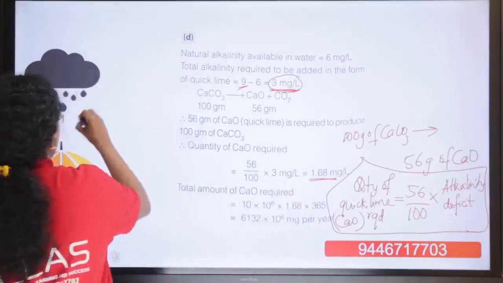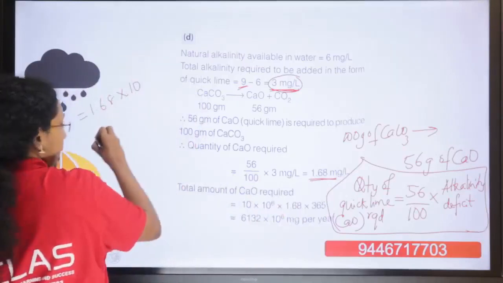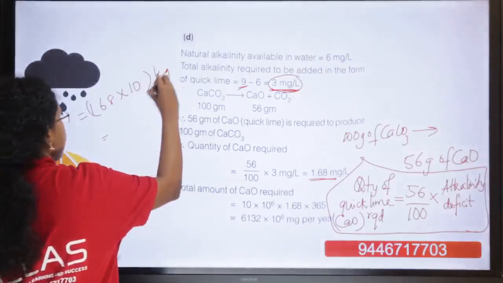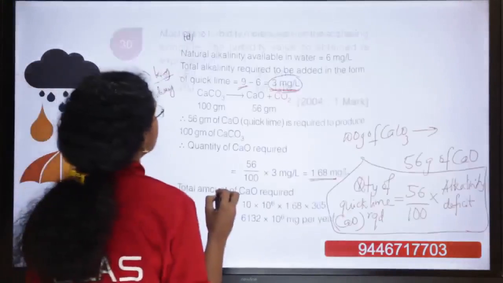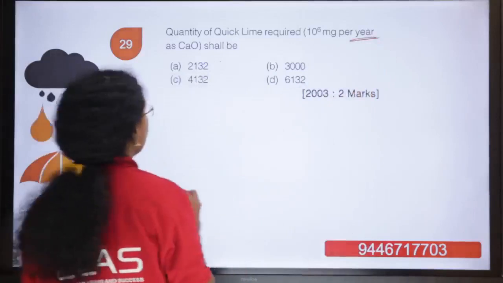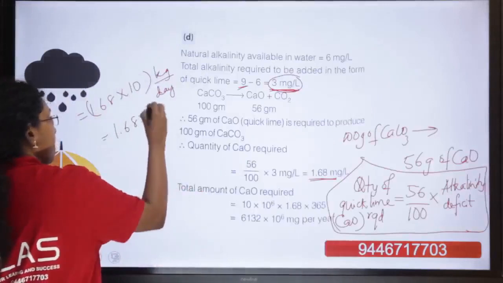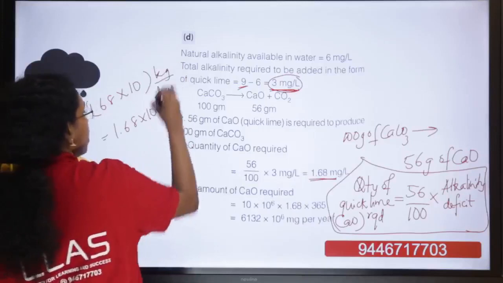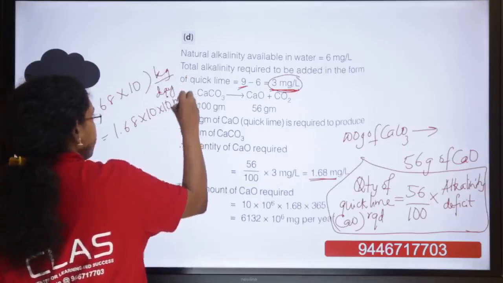So here that is 1.68 into 10 MLD. We directly get the answer in kilogram per day. But here in the question they have asked us to find per year and not per day. So again, 1.68 into 10, and we require the answer in milligrams. So converting kilogram to milligram, into 10 raised to 6 milligram.